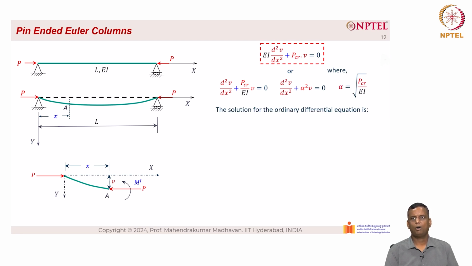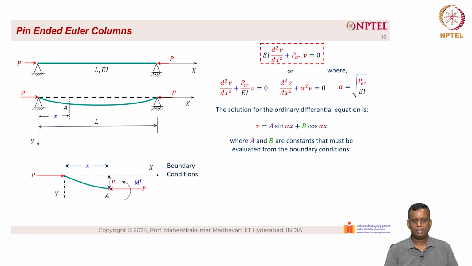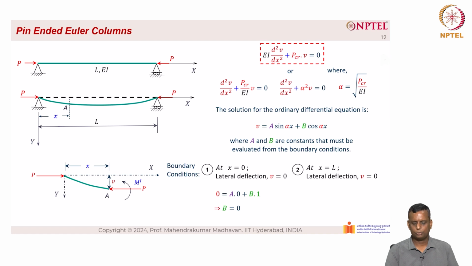The solution for the ordinary differential equation is V equal to A sin alpha x plus B cos alpha x, where A and B are constants that must be evaluated from the boundary conditions. Boundary conditions are given as: 1. At x equal to 0, lateral deflection V equal to 0. Similarly, at x equal to L, the lateral deflection V is equal to 0. So when we substitute boundary condition 1, the above equation gives you 0 equal to A into 0 plus B into 1. Sin 0 is 0, therefore you put A into 0, then cos 0 equal to 1, therefore you put B into 1. Which leads to the value B equal to 0.